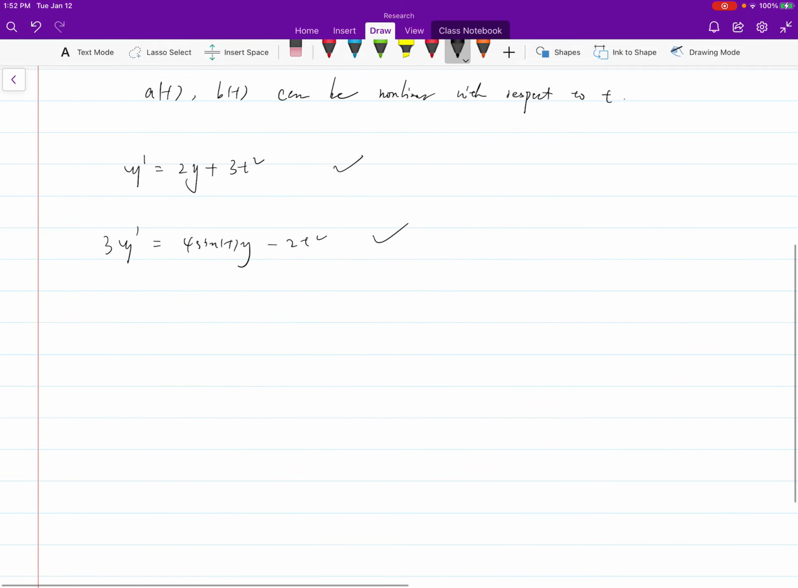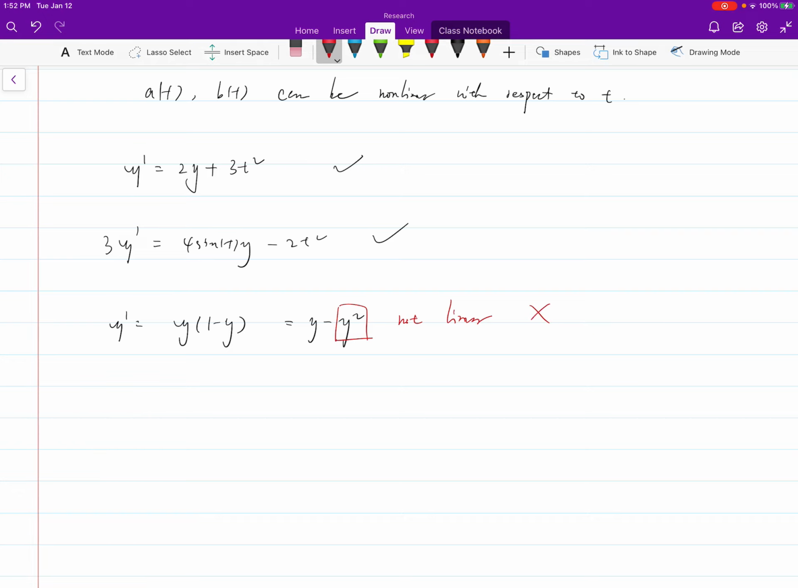so you still have the same form. Okay? And clearly, the logistic growth is not linear for the simplest one because it's y minus y squared, and this term is not linear with respect to y. Okay, so we will focus on this type of first-order linear differential equations from now on for the next 2 sections.